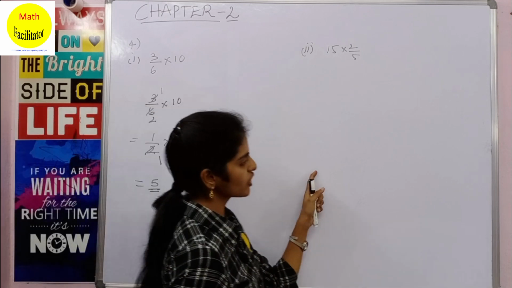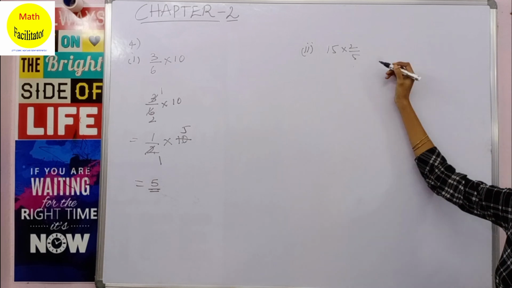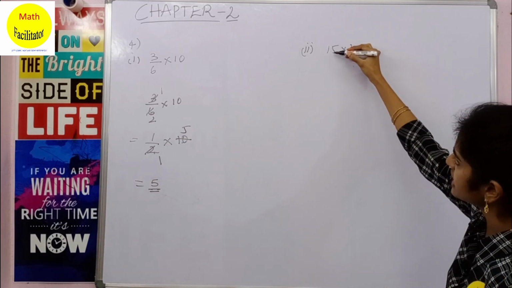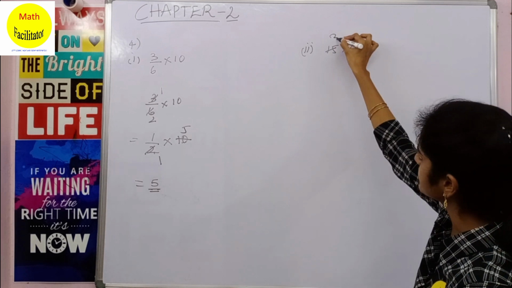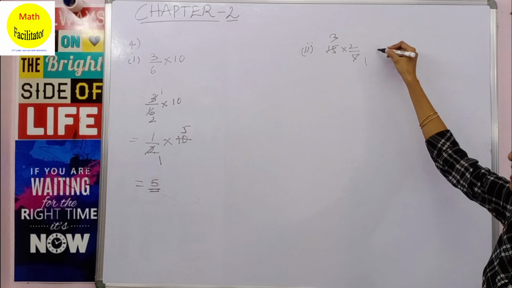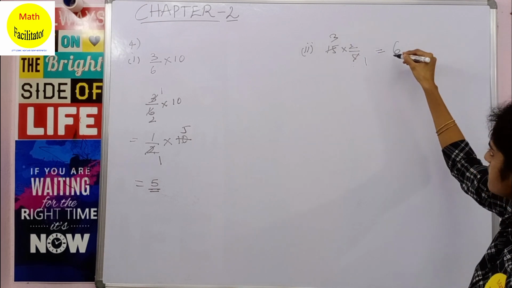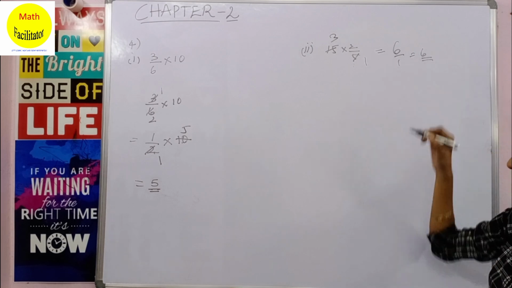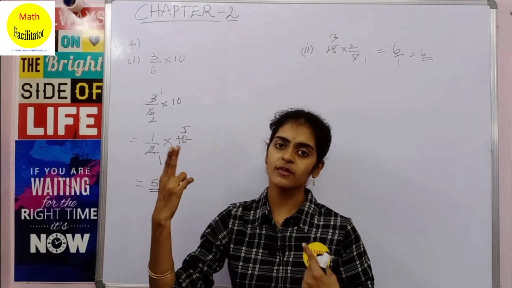So moving on to this one. Here you have 15 into 2 by 5. Now 5 is in the denominator and 15 is in the numerator. Yes, so you can cancel. 5 ones are 5, 5 threes are 15. In the denominator you have 1, so you can just directly write 3 twos are 6 divided by 1, which is nothing but 6. Clear? So whenever you have to multiply, you will check for numerator and denominator.